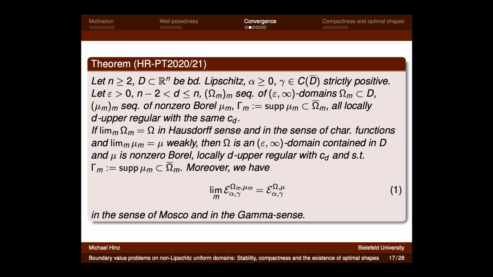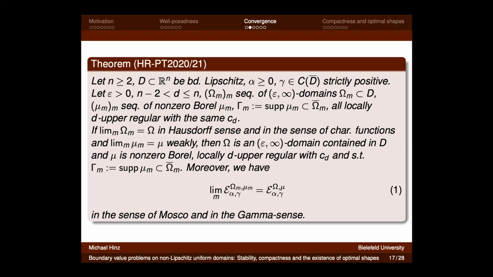And then we take D as before, and we assume that omega n is a sequence of so-called epsilon infinity domains contained in D. So a specific type of domain, hopefully W12 domains, otherwise we would exclude them. And mu n is a sequence of non-zero Borel measures on sets gamma n, which are the supports of these measures and contained in the closures of these domains omega n. All locally upper regular with the same constant. So remember, there was the upper regularity condition, C_d times r to the power d, and we want this C_d to be the same for all these measures. So uniform conditions here.